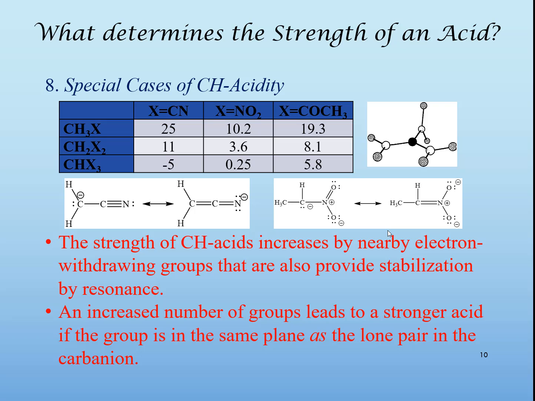However, it is important that the electron withdrawing group, which helps by inductive and resonance effects, has to be in the same plane like the lone pair on the carbanion. If this is not the case, like in the trinitro compound or the triacetyl compound, the acidity is not significantly lower. The tricyanomethanide ion is actually planar, and that's why we see a significant drop in pKa value here compared to the trinitro and the triacetyl compound.